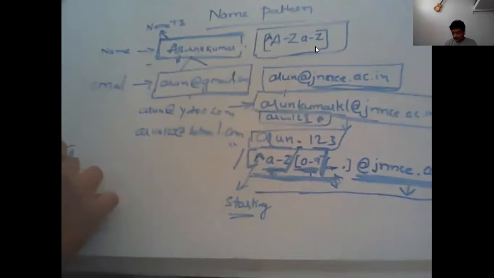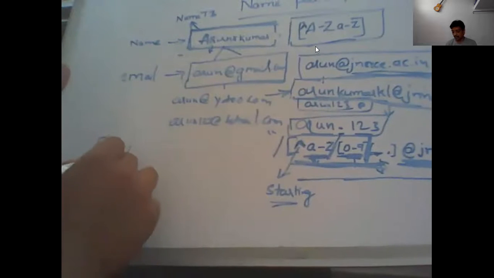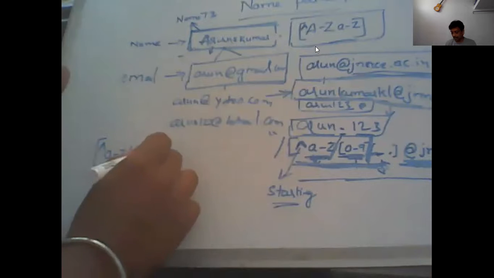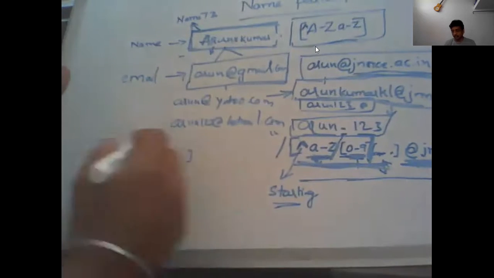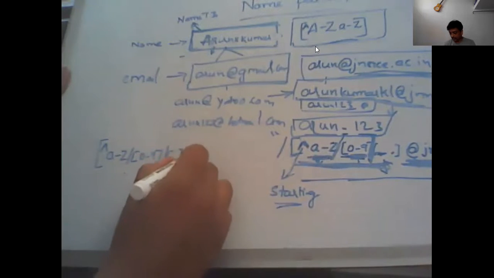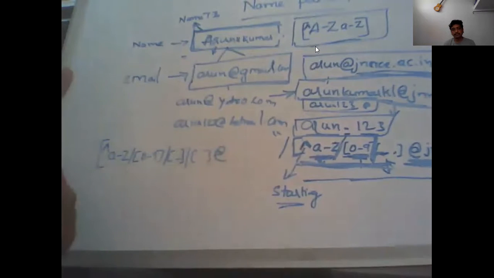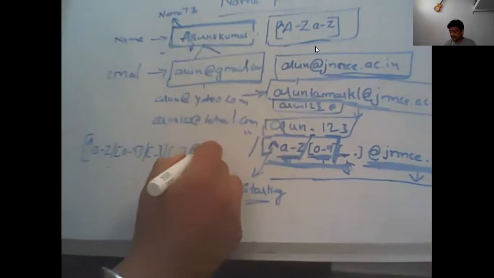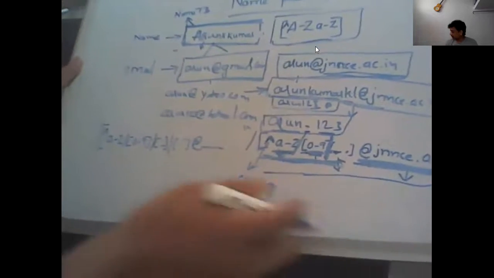It should start with A to Z. After that, 0 to 9, or the special characters underscore or dot, like this I will write. Okay, then the at the rate is fixed. Then after this, character, not JNNC.